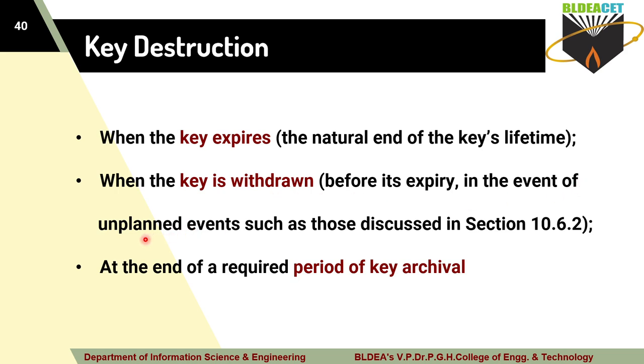This is what we call an unplanned event. As I told earlier, unplanned event means the key is compromised, there are security loopholes, or the employee is transferred. In that situation also you want to withdraw the key, and then you have to destroy the key here. One more is at the end of the required period of key archival, as I told earlier. Key archival is before destruction, and after expiry you may require some extension period. In that period you store the key as a key archival, and after that you can destroy that key. So these are the three situations where we go for key destruction. And remember, whatever key you have generated, you must compulsorily destroy it based on the situation. This is about key destruction.